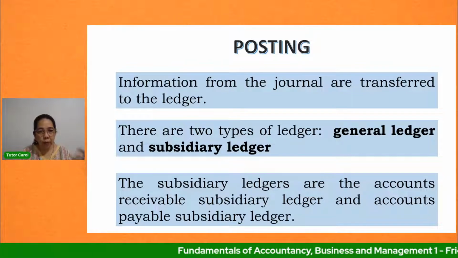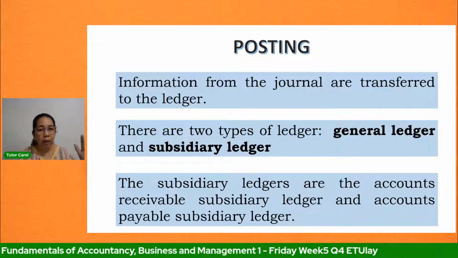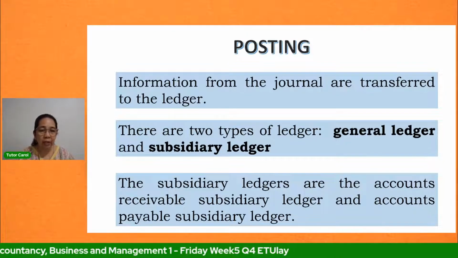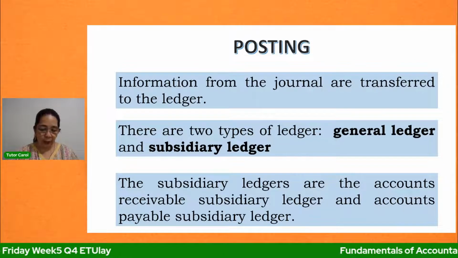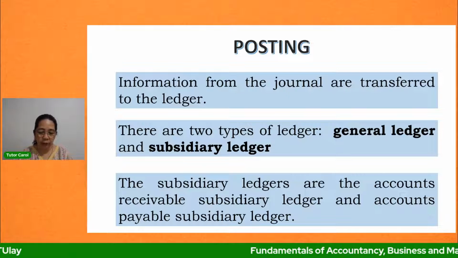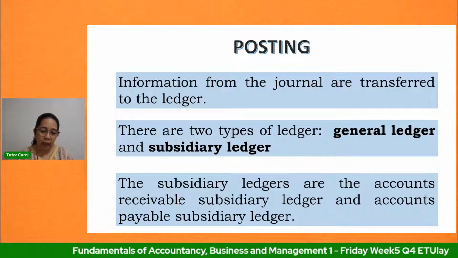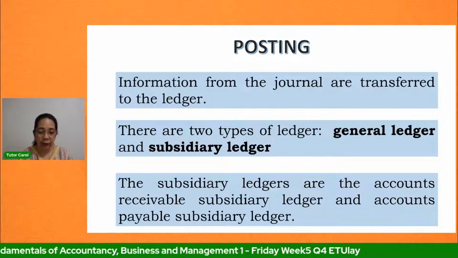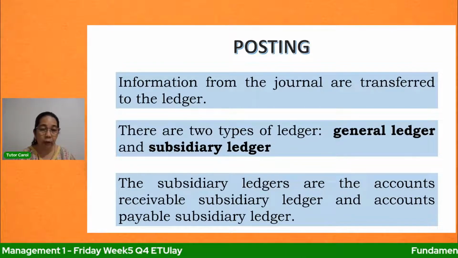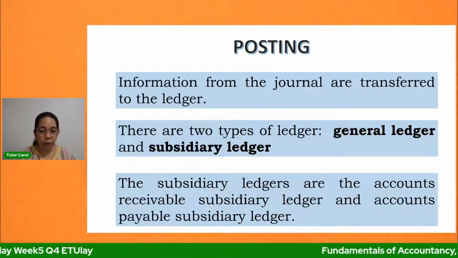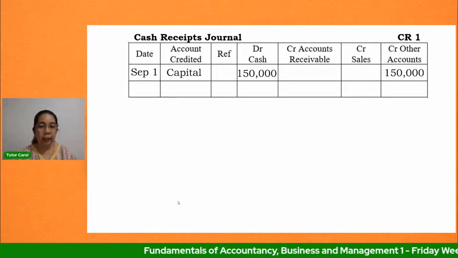Usually, if they always buy from you, or if this is your favorite supplier, we will use a subsidiary ledger. The accounts receivable subsidiary ledger is used in tracking individual accounts receivable balances of the company's customers. Accounts receivable is for the customers, and accounts payable is for the creditors.